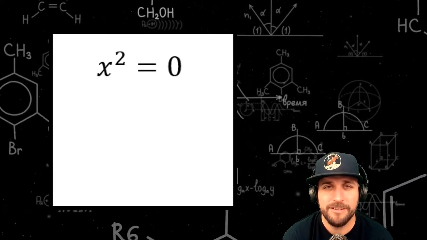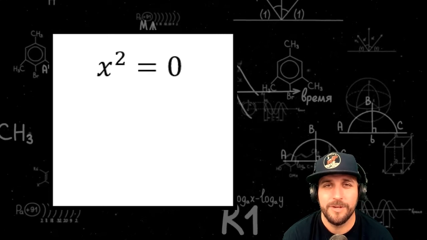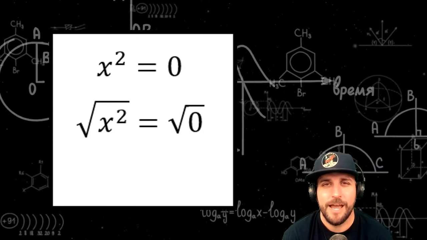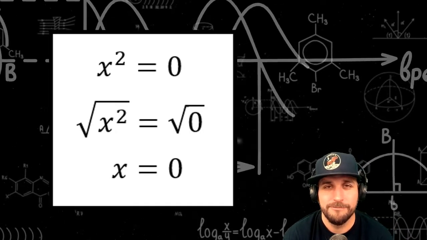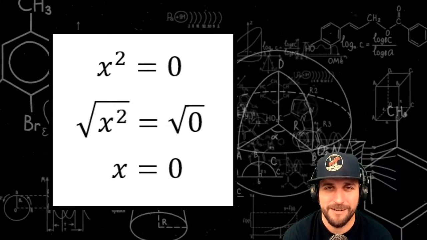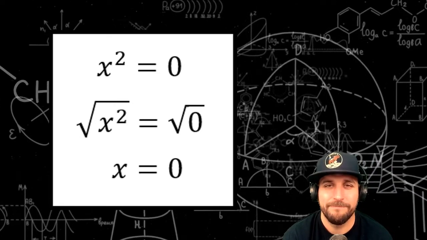On E, x squared equals 0. So we take the square root of both sides. So x equals 0. There is no negative 0, so it's just one answer, x equals 0.